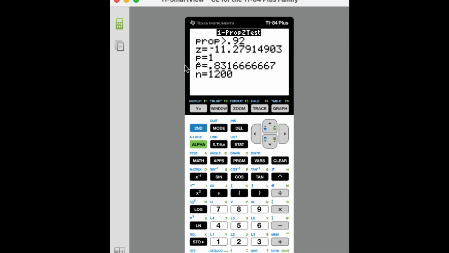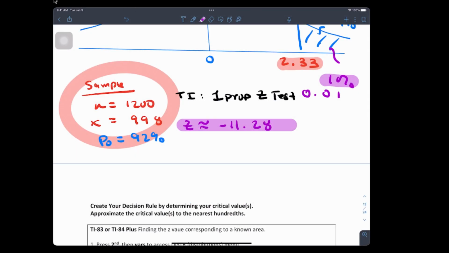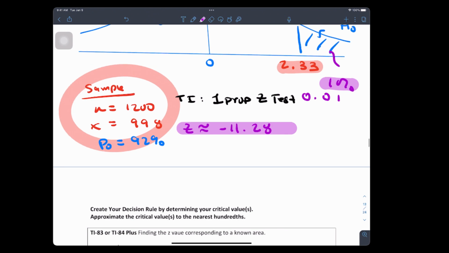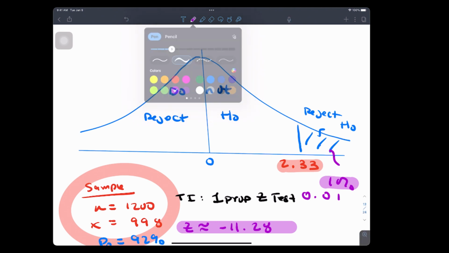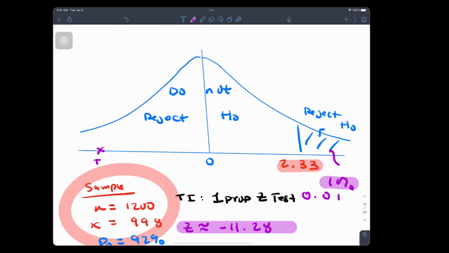Hit calculate. And what is your test statistic, ladies and gentlemen? The test statistic, that Z value, is the second number. What is that approximately? Negative 11.28 as a test statistic. So where is this negative 11.28? Isn't that to the left over here somewhere? You guys know what I'm saying? It's negative. It's past zero.